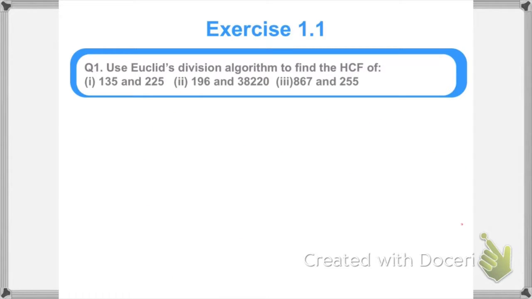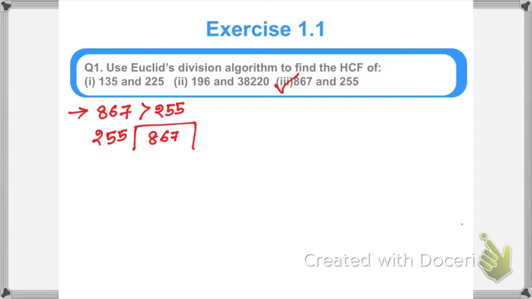So our next question is this one, 867 and 255. So we begin with the solution. Since we know that 867 is greater than 255, so our divisor here will be 255 and our dividend will be 867. Dividing both of them. Okay, so how will we divide? We will perform the rough work over here.